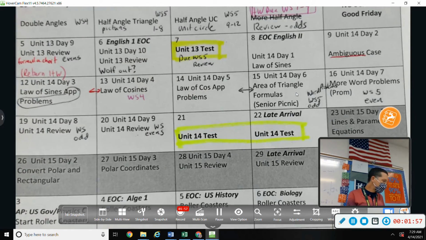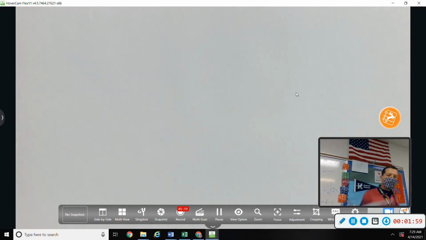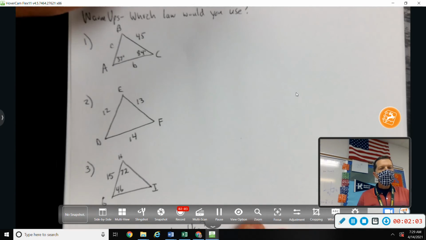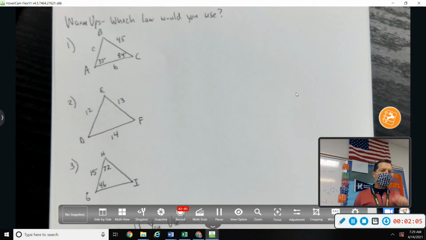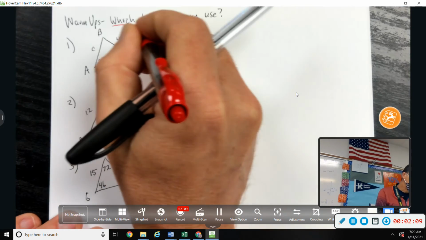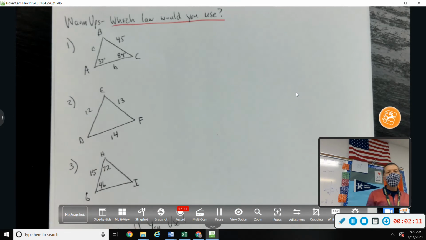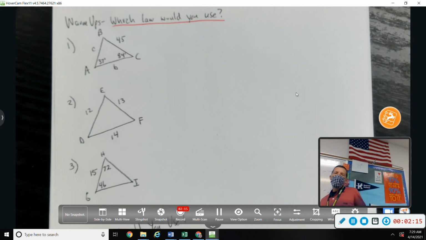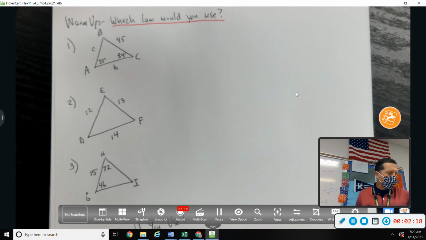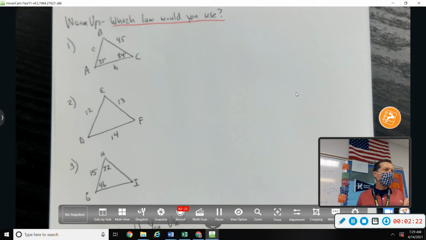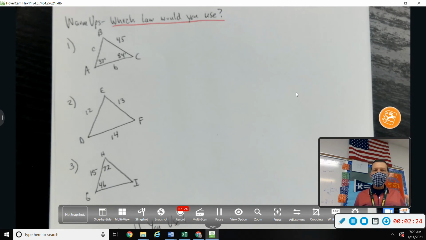All right, a warm-up today, but this warm-up is, listen to the directions carefully, I guess is what I would say. There's 3 triangles, but the question is not solve the triangle. The question is, which law would you use? So it's just about recognizing whether you would use law of sines or law of cosines. So you don't have to solve for anything.